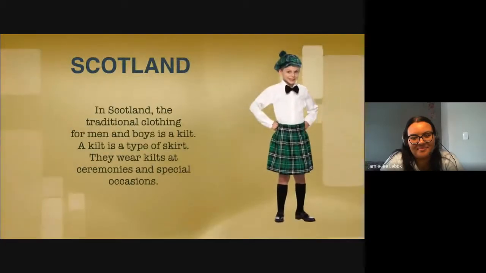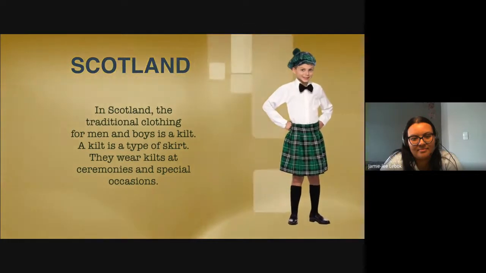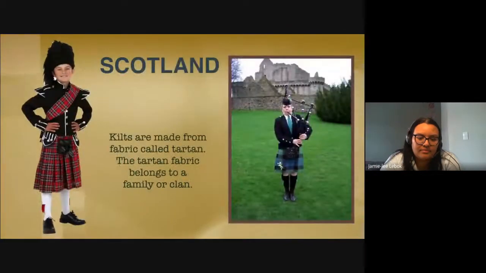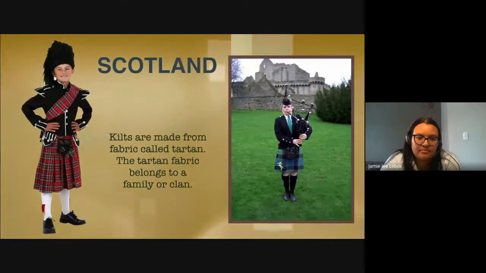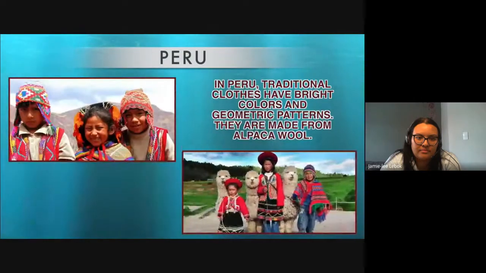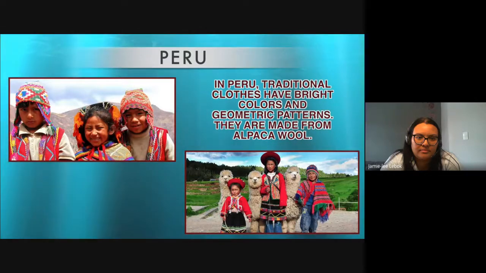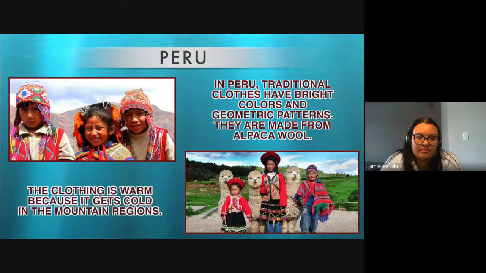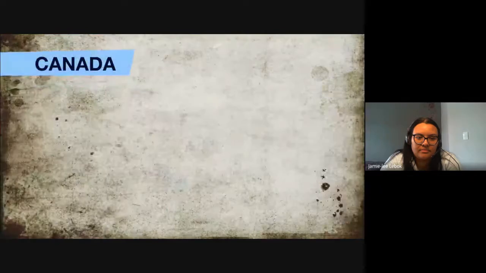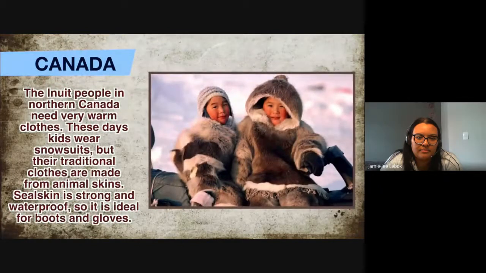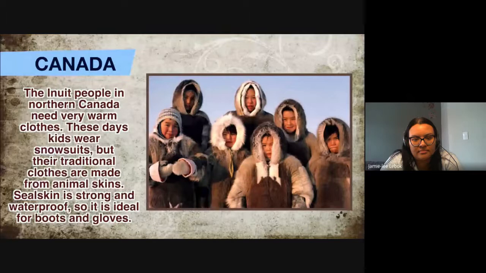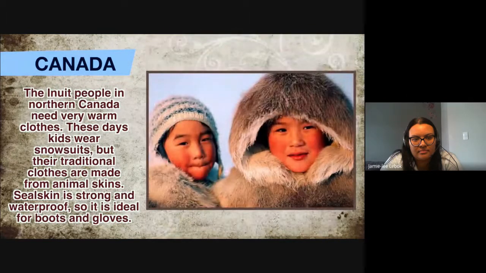Scotland. In Scotland, the traditional clothing for men and boys is a kilt. A kilt is a type of skirt. They wear kilts at ceremonies and special occasions. Kilts are made from fabric called tartan. The tartan fabric belongs to a family or clan. Peru. In Peru, traditional clothes have bright colors and geometric patterns. They are made from alpaca wool. The clothing is warm because it gets cold in the mountain regions. Canada. The Inuit people in northern Canada need very warm clothes. These days, kids wear snowsuits, but their traditional clothes are made from animal skins. Seal skin is strong and waterproof, so it is ideal for boots and gloves.